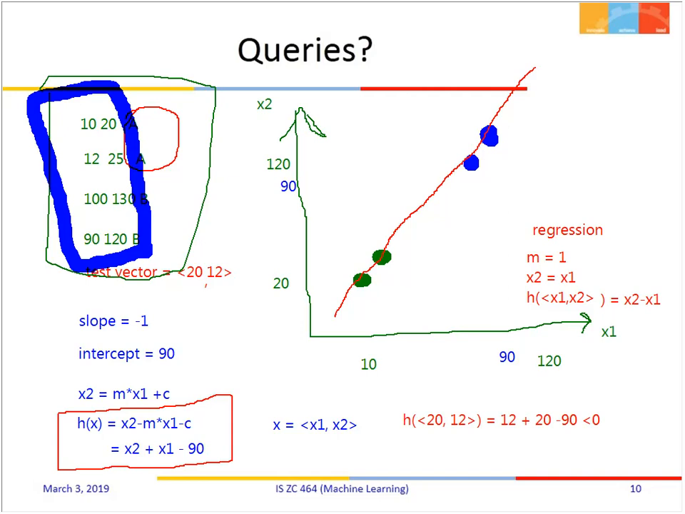Yes. So classification is just assigning a class. Regression is predicting a value for a given feature. You're right.